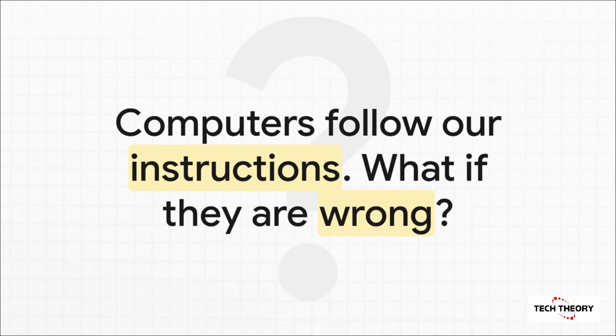And that kind of leaves us with this one last big idea to chew on. Computers follow our instructions perfectly, but what happens when our instructions are wrong? Their power is just a mirror reflecting our own commands back at us. So maybe the most important question isn't what can a computer do, but how well can we tell it what to do? Something to think about.